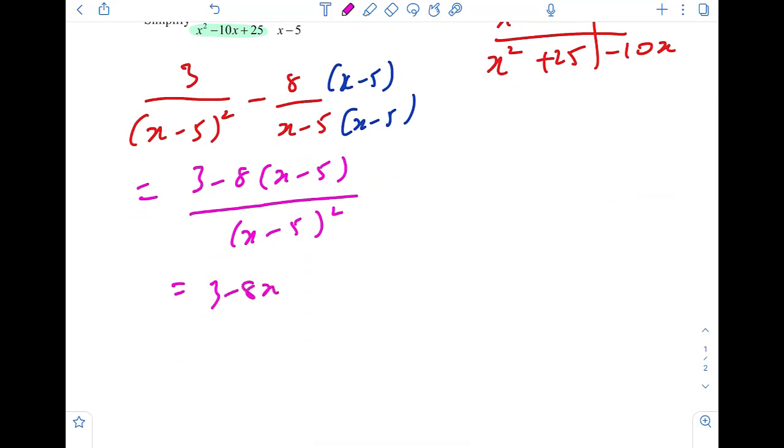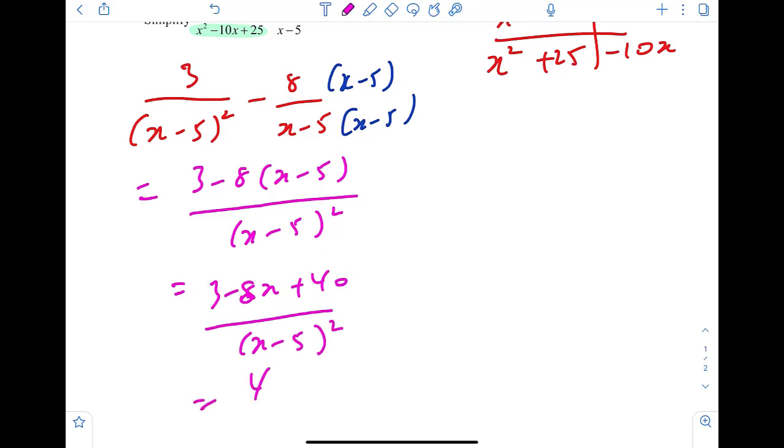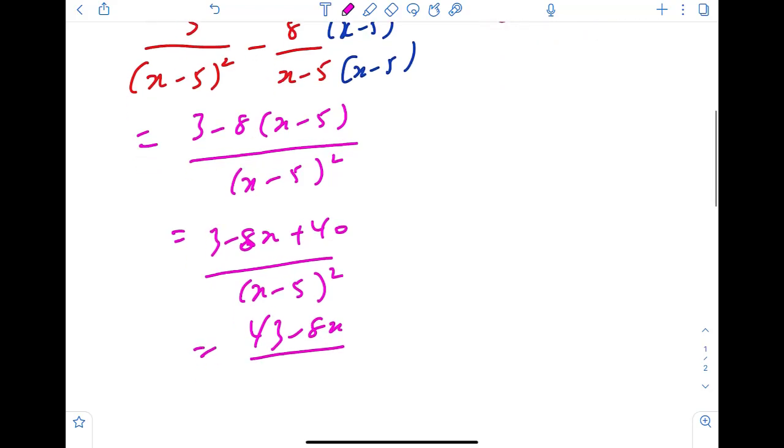3 minus 8x plus 40 over x minus 5 squared. So 43 minus 8x over x minus 5 squared. Final answer for this question.